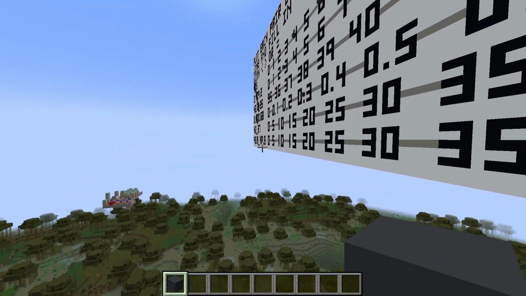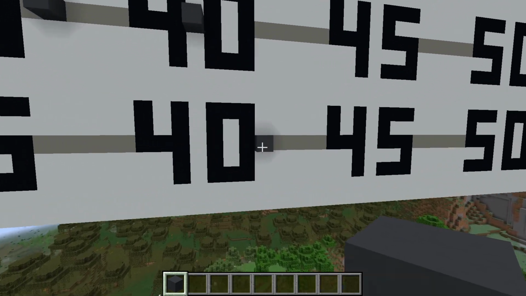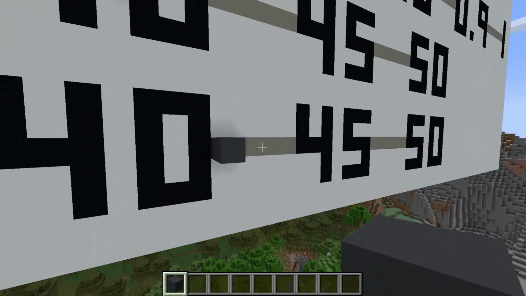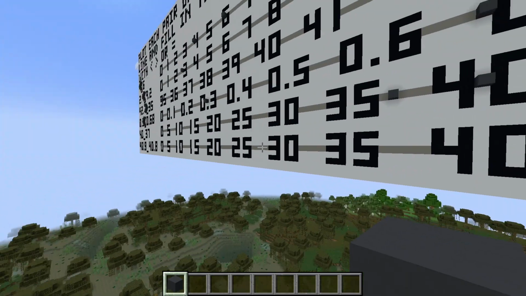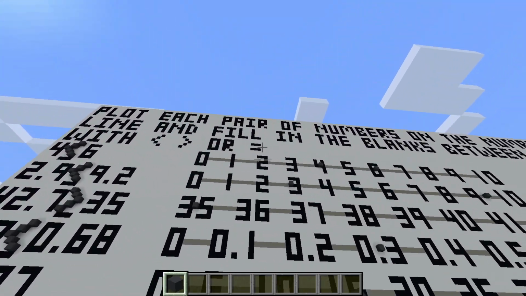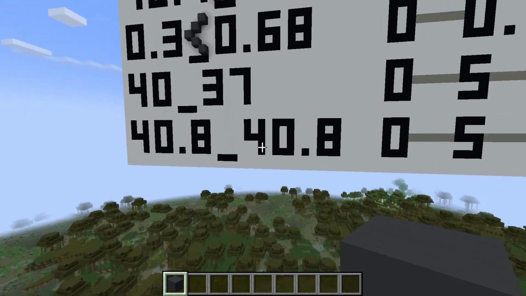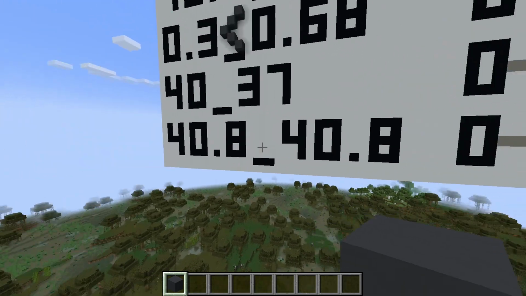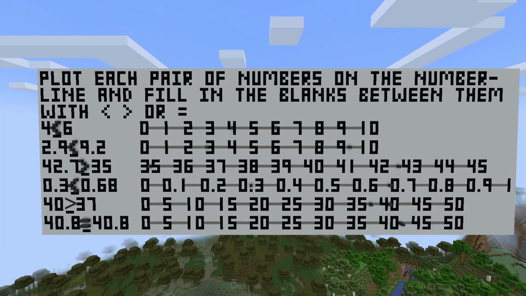And our second number is 40.8 again. I'll just put it right on top of the other dot. It doesn't really matter. You can just put one dot. And that will be our equal sign because 40.8 and 40.8 are the same number. Yep. Take some time to double check your answers.